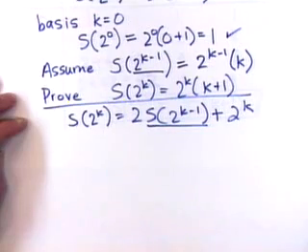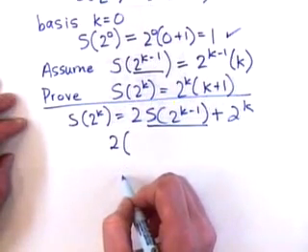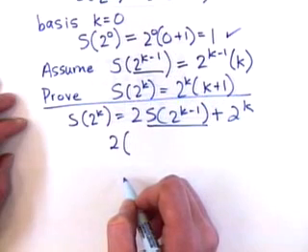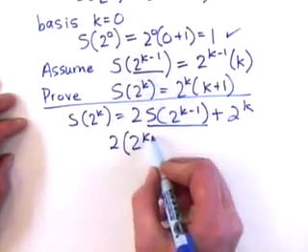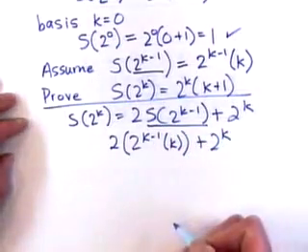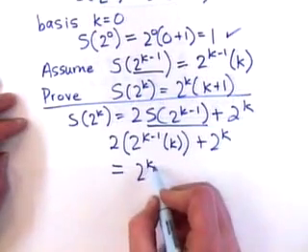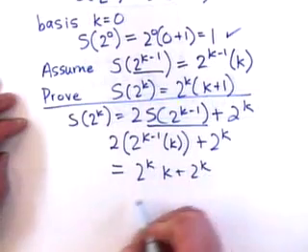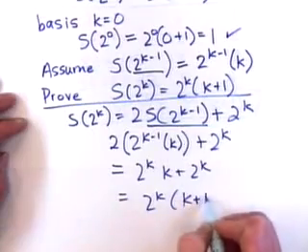So this is just like we've done all the other proofs for proving closed form for recursion. So that's going to be 2 times, substitution from the assume statement, 2 to the k minus 1 times k. And then I just copy over plus 2 to the k. And so I finished doing the algebra for that. That's equal to 2 to the k times k plus 2 to the k, which is equal to 2 to the k, if I factor that out, times k plus 1.